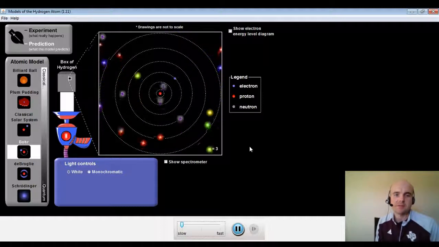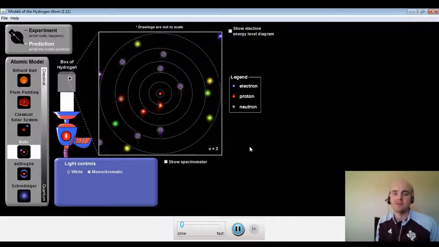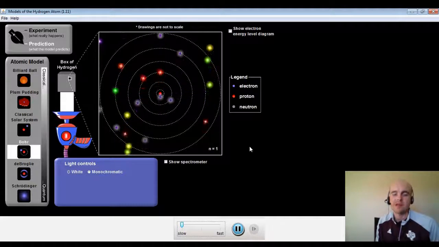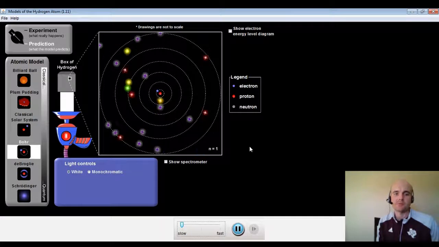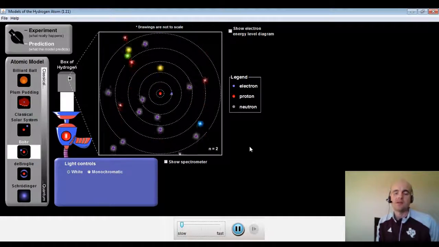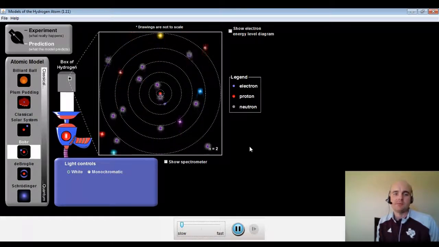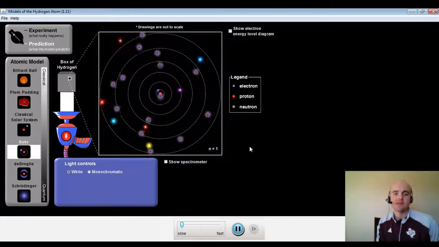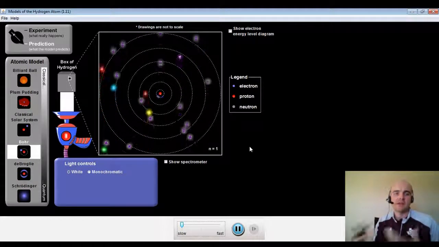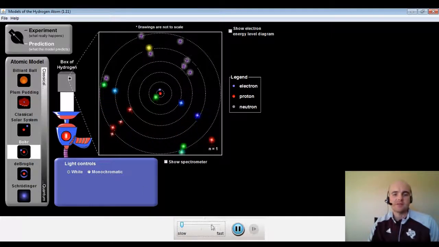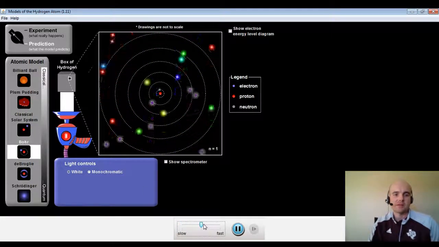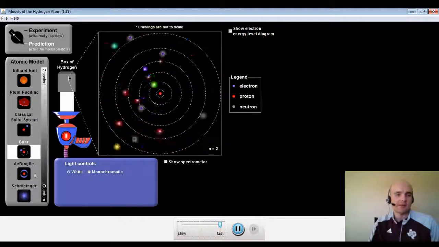Every time it jumps up, it's because it has absorbed a photon, and then when it jumps back down, it emits a photon. So watch it absorb again, and then it will emit, just like it did right there. It will now emit a photon at a specific wavelength. So this is the Bohr model and how it helps describe how light behaves.